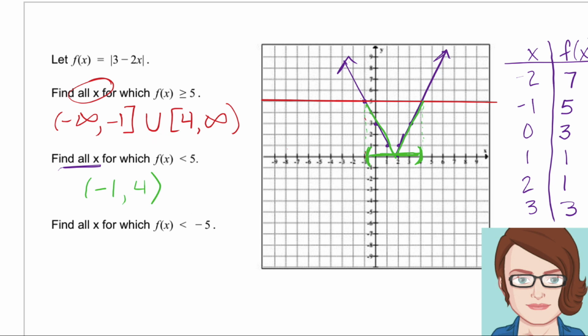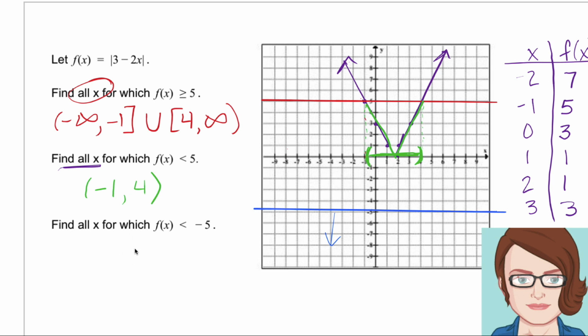Okay, for the next problem, it's asking, when is the function less than -5? So when is the output of the function less than -5? Well, -5 is here. Less than is below this line. Will the absolute value ever be less than -5? Nope. Cannot be less. It can't be negative.